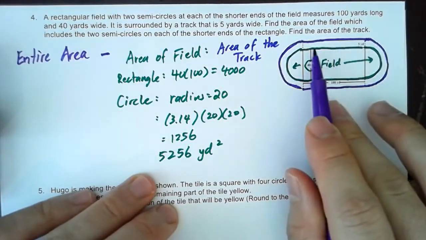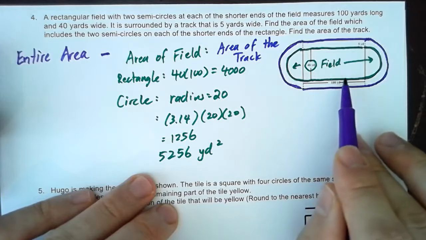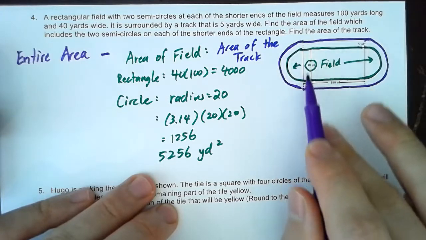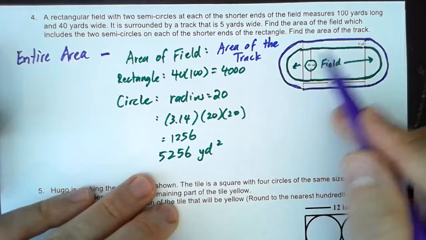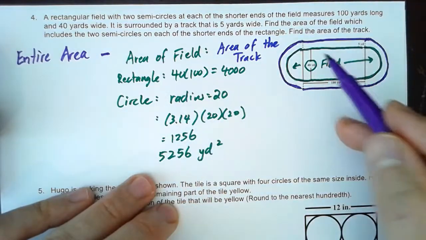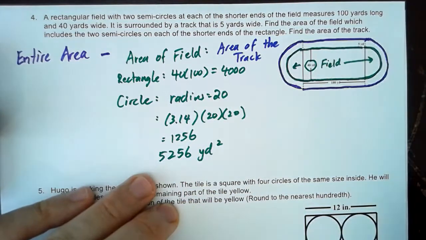The width of the rectangle here is 100 yards. The height is going to be 40. So the area of the field is 40 times 100, which is 4,000.